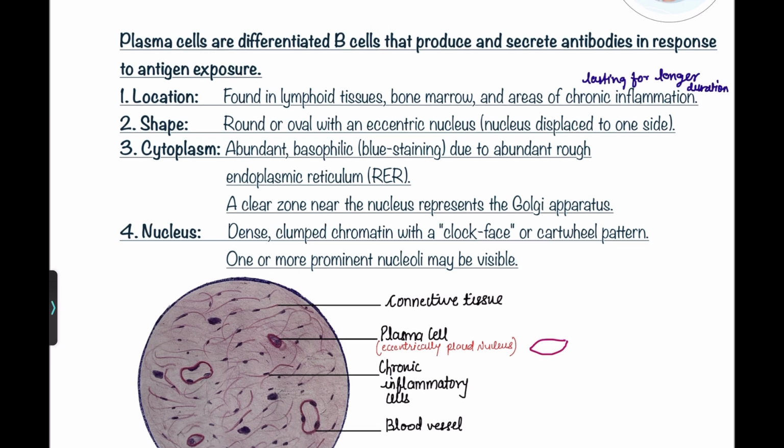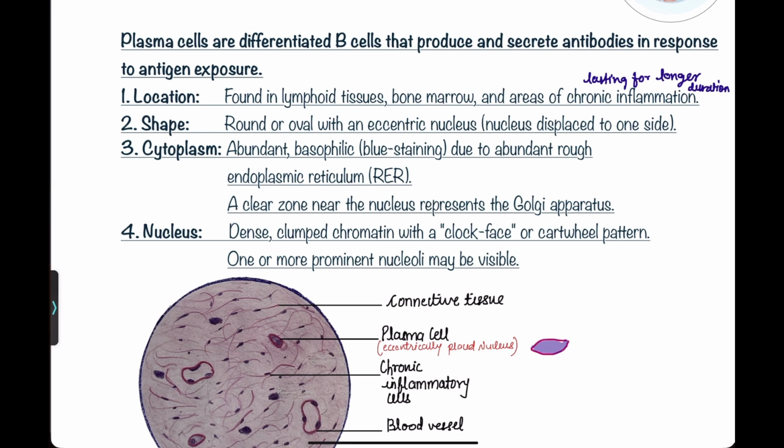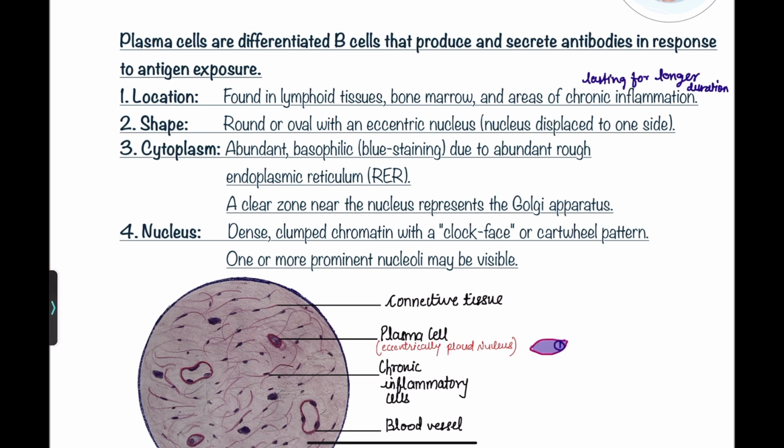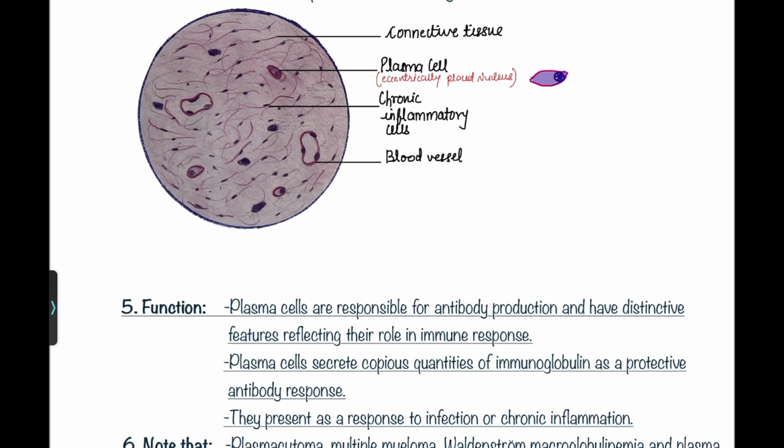These cells have basophilic cytoplasm with a perinuclear Golgi zone. The nucleus has dense clumped chromatin with a clock face or cartwheel pattern. One or more prominent nucleoli may be visible. Function: plasma cells are responsible for antibody production and have distinctive features reflecting their role in immune response.